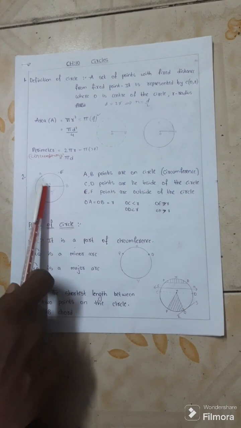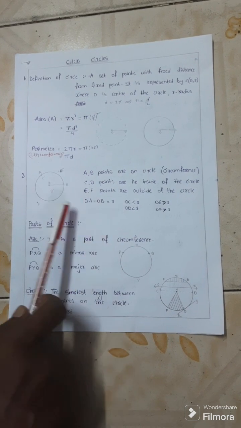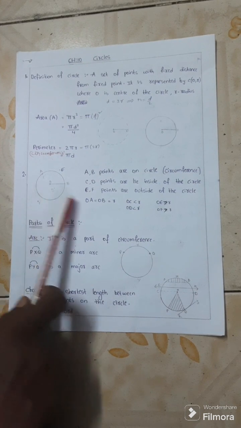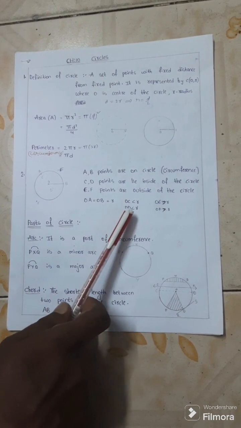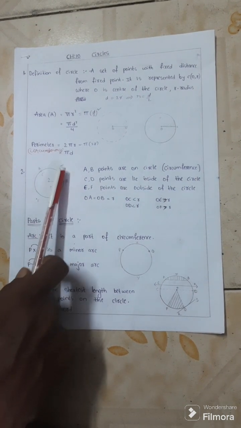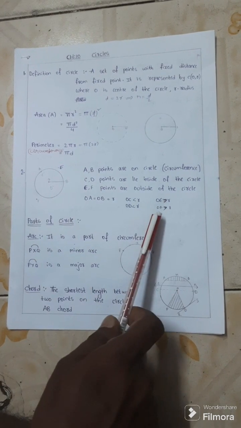OA or OB is r, the radius of the circle. OC is less than r, and OD is less than r. That means the lengths OC and OD are less than the radius. Whereas OE or OF is greater than r, that means more than the radius.